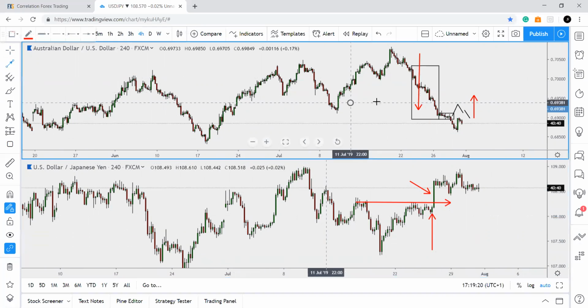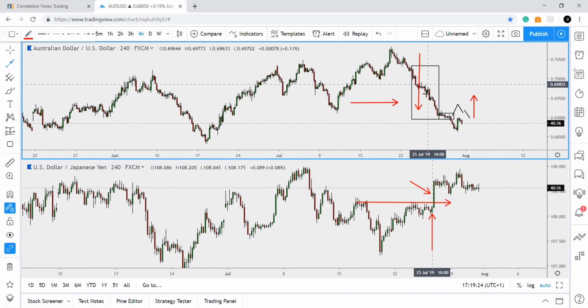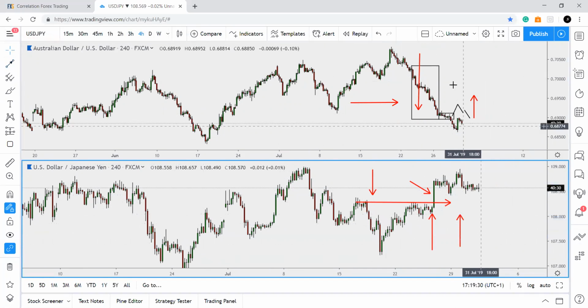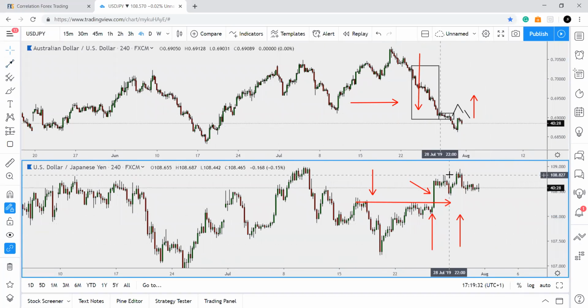So the simple answer to your confusion will be, well, if this is pumping down and this is a negative correlating pair, then I avoid sales in this pair and I only look for buys, or vice versa. And that's as simple as how we use the correlation.